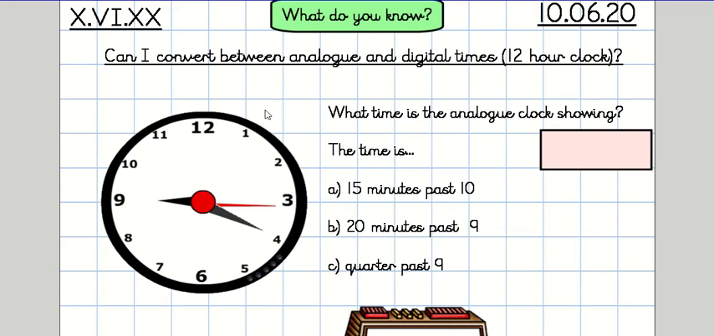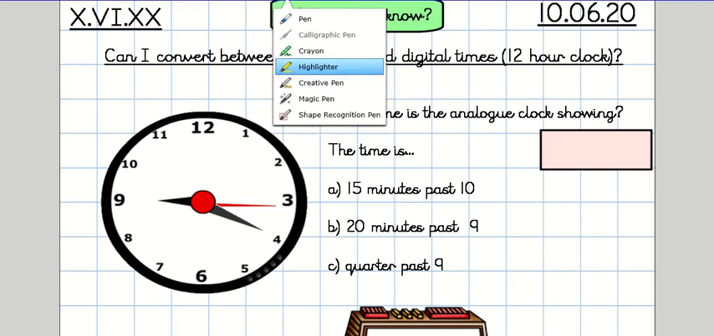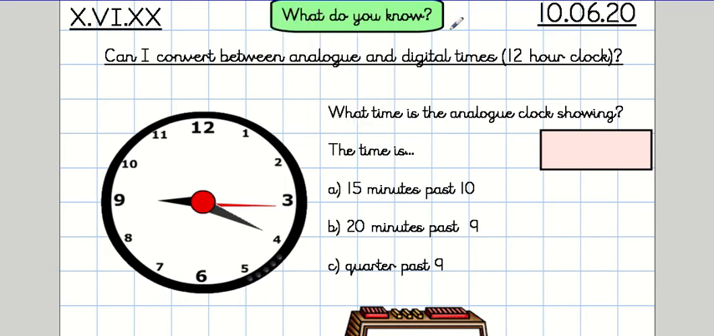So you've got three options. Have a think, pause the video if you need to. The time is A, 15 minutes past 10, B, 20 minutes past 9, or C, quarter past 10. Have a think, pause the video. A, B, or C. All right, hopefully you recognise that it is B, 20 minutes past 9, or we might say 20 past 9.